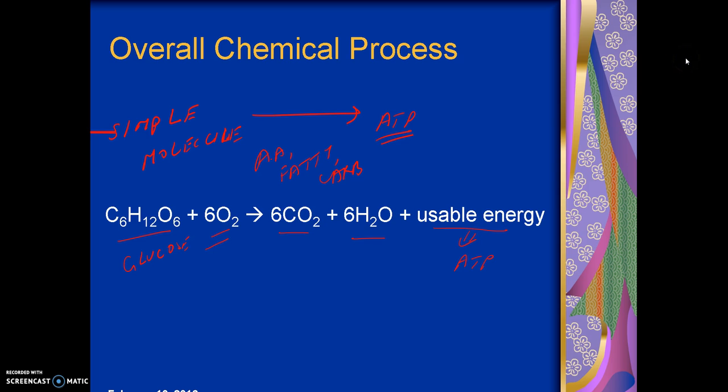Right away you can see that it is a catabolic process. What is a catabolic process? Catabolic means we are breaking it down. We are breaking a big molecule to form small molecules. That's a catabolic process. It is also an exothermic reaction. Why? Because we are producing heat.